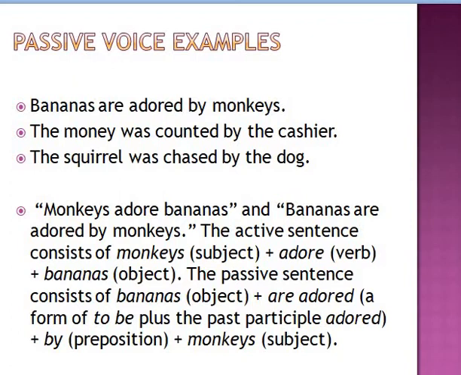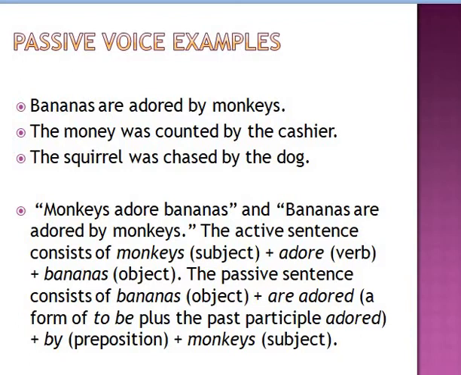Monkeys adore bananas, and bananas are adored by monkeys. The active sentence consists of monkeys, the subject, plus adore, the verb, plus bananas, the object. But in the passive voice, bananas, that is the object, plus are adored, a form of to be, plus the verb participle, by the monkeys.